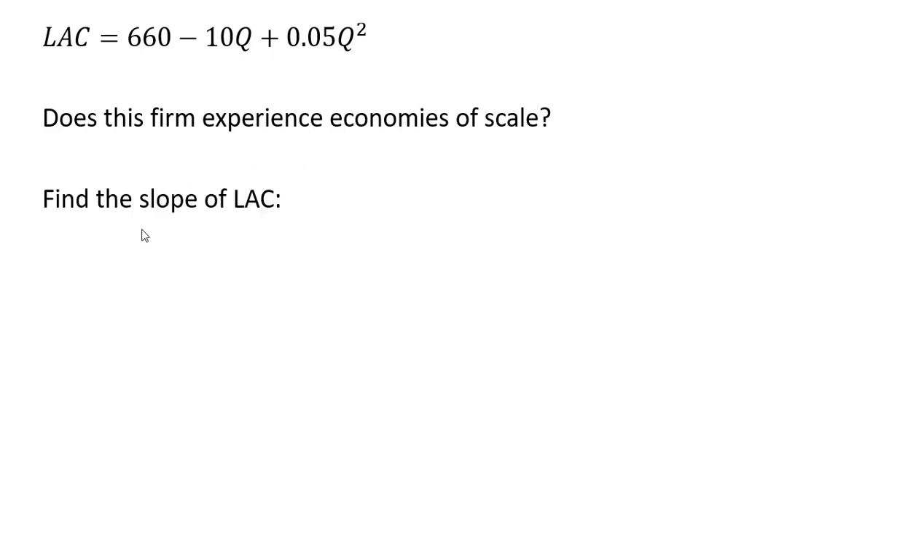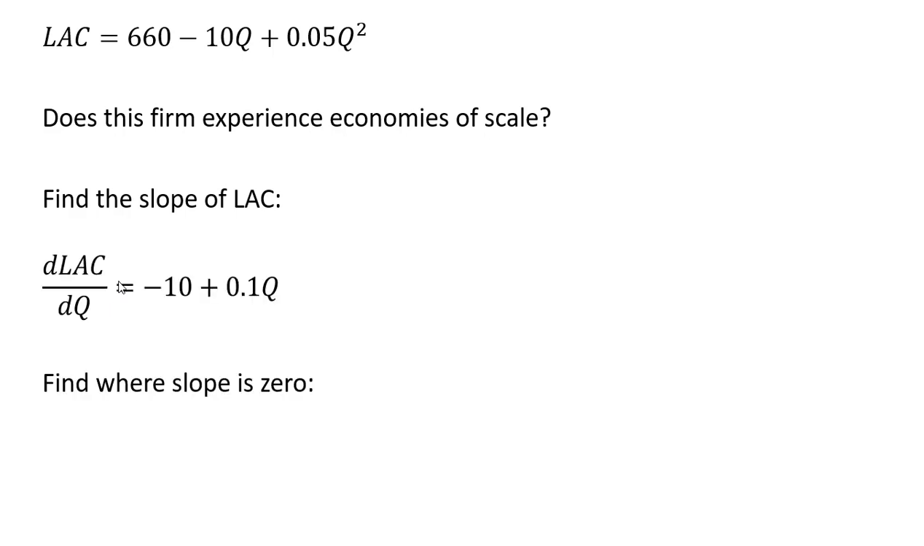So the first thing we're going to do is find the slope of long-run average cost. To find the slope, we're going to take the derivative of the long-run average cost equation with respect to Q, quantity of output. So here's the derivative. The derivative of 660 is a constant, that's 0. The derivative of minus 10Q is just minus 10. And the derivative of this last term is: bring the 2 down in front, so 2 times 0.05 is 0.1. And then on this exponent, we subtract 1 from it, leaving just Q raised to the power of 1, or just Q. So this is the slope equation for long-run average cost.